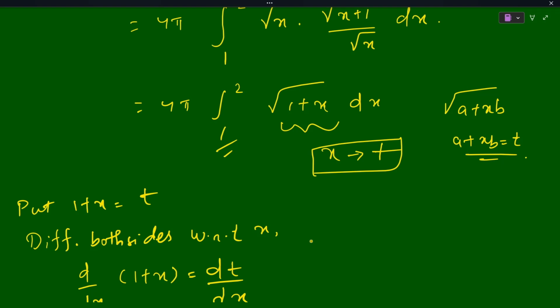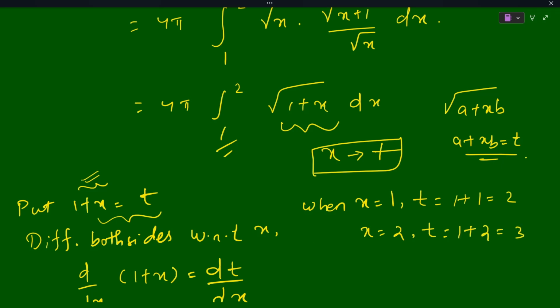Now all I have to change is this limit. It is from 1 to 2, so let's change the limit to t. So I will use the formula from here. When x is the lower limit 1, the t value would be 1 plus x, that is 1 plus 1 equal to 2. Similarly, when x is equal to the upper limit 2, then t would be 1 plus x, that is 1 plus 2 equal to 3.